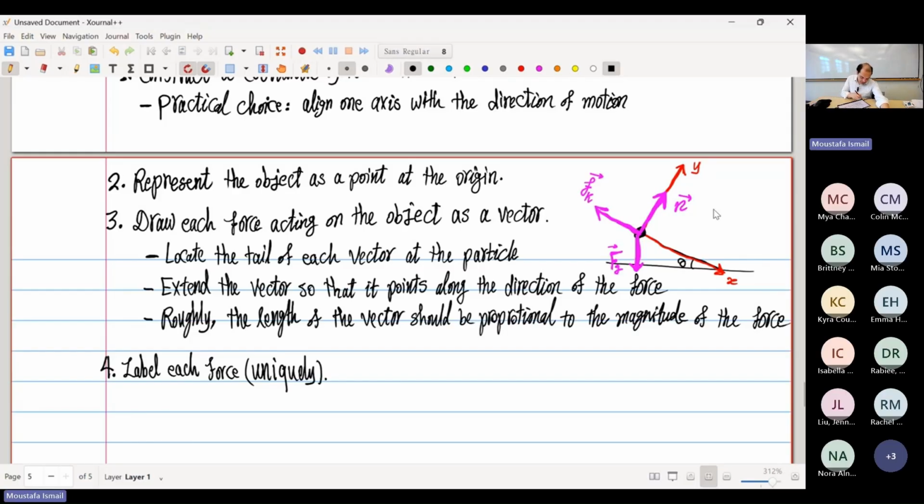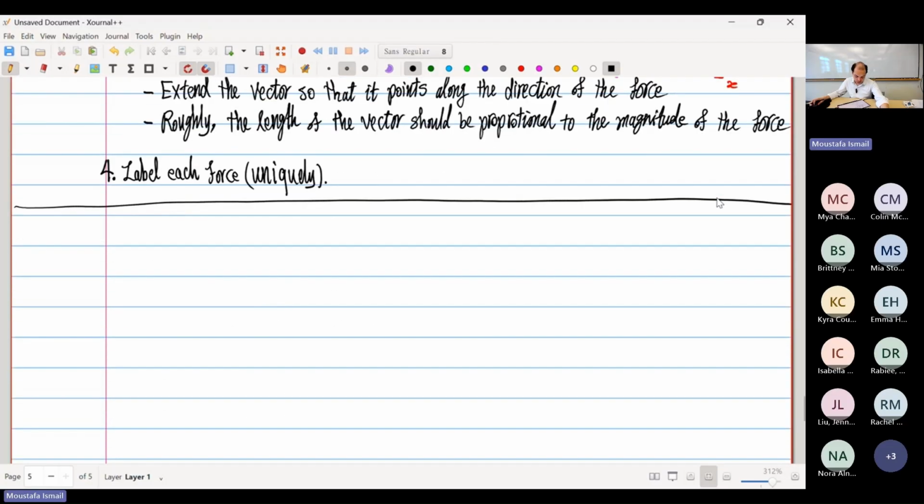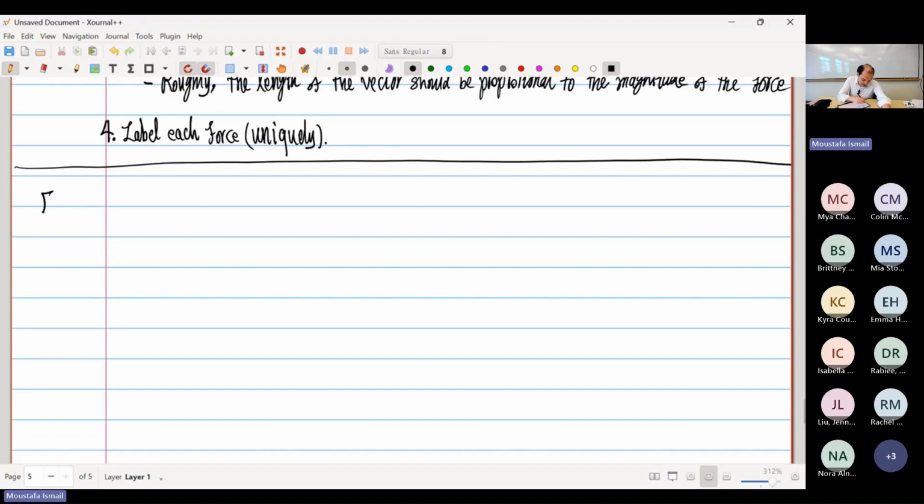This is best explained with examples because yes, this is the general procedure, but it becomes much easier when you look at different examples. So let's take an example. The first example says, an elevator suspended by a cable speeds up as it moves upwards from the ground floor. Draw a free body diagram of the elevator.